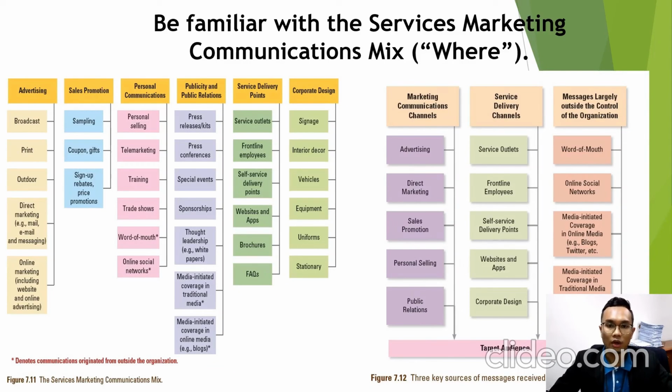Next is where. Be familiar with the service marketing communication mix. This is the communication mix that we use to reach our customers. Where can these services be delivered to our target audience or customers? As you can see inside this figure, there is advertising, promotion, personal communication, publicity, and service. Inside this, we decide how we want to deliver the services or the communication to our targets.